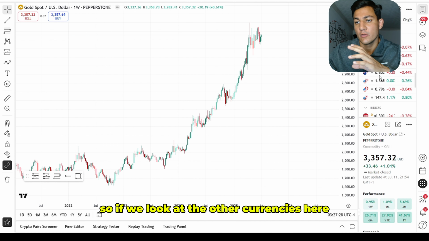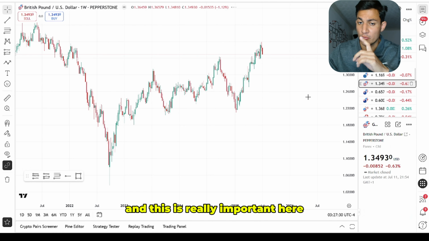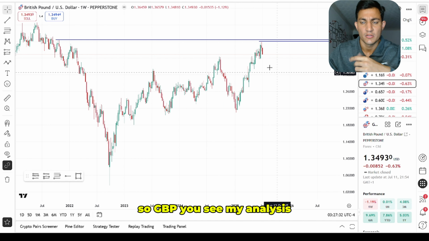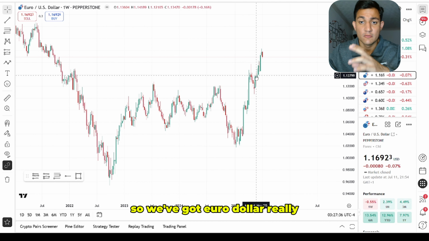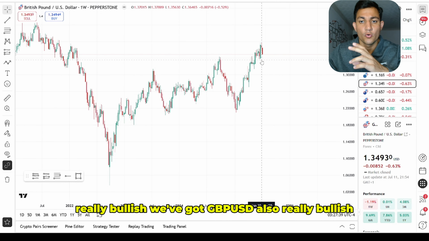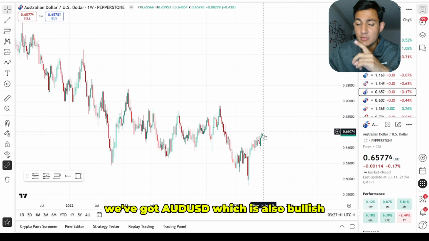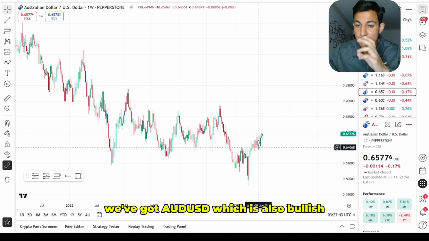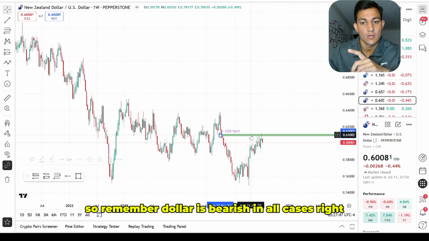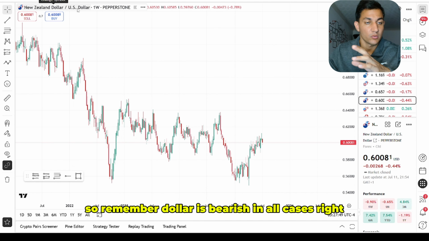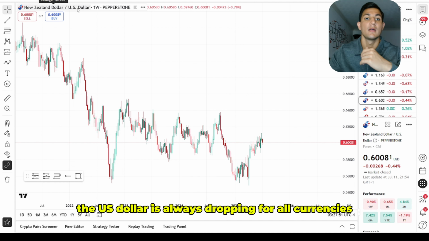So if we look at the other currencies here, and this is really important. So GBP, you can see my analysis. Let's just clean these charts up. So we've got euro dollar, really, really bullish. We've got GBP USD, also really bullish. We've got AUD USD, which is also bullish, but we'll talk about this in a second. We've got NZD USD here, right? So remember, the dollar is bearish in all cases, right? The US dollar is always dropping for all currencies.